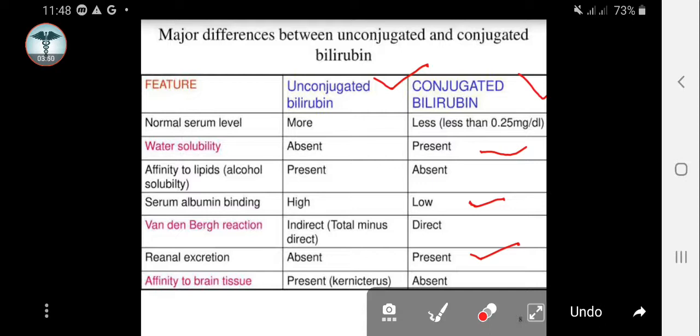Affinity to the brain tissue. The unconjugated bilirubin can cause kernicterus, which is bilirubin associated dysfunction of the brain. As you know that it is lipid soluble and it can penetrate into the tissue, so it can cause kernicterus, while the conjugated bilirubin has no affinity to the brain tissue, or we can say it cannot cause kernicterus.